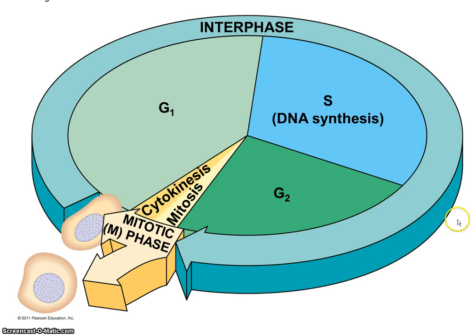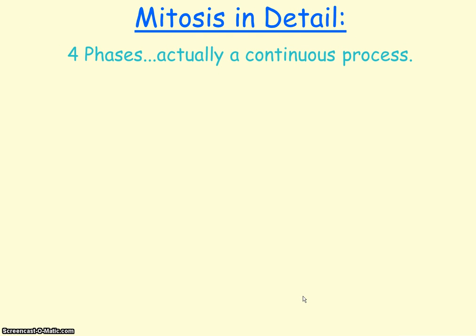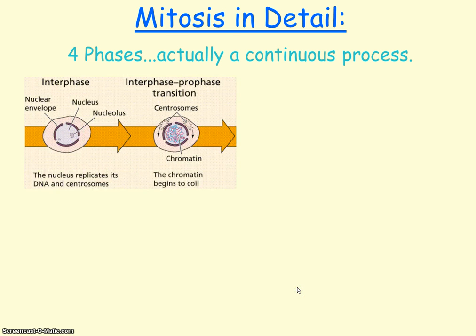Here's a little diagram showing how much time the cell spends in each of the phases. Interphase is this gigantic section here, G1, S, and G2, and then mitosis is just this little portion, with cytokinesis generally happening at the end of that. Okay, so mitosis is made of stages, and you have a lab that you're supposed to do online where you're going to draw these and go through them, so I'm not going to spend a huge amount of time.